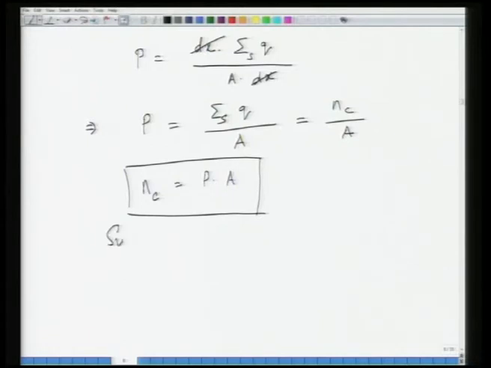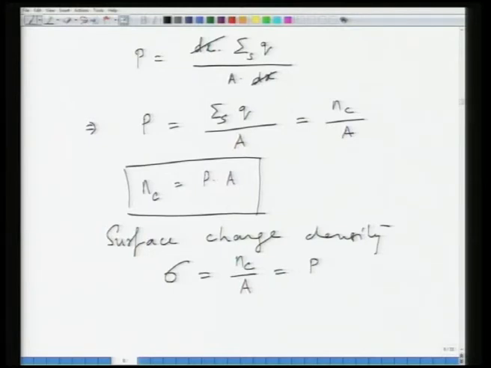So, the surface charge density sigma will be equal to Nc by A, which is nothing but P. So, now you understand the meaning of the unit of polarization. When we said polarization is Coulomb per meter square, it is nothing but your surface charge density. So, this is a key concept. Moreover, if P dot A is a scalar quantity, then sigma will also be a scalar quantity. But this is an important concept.